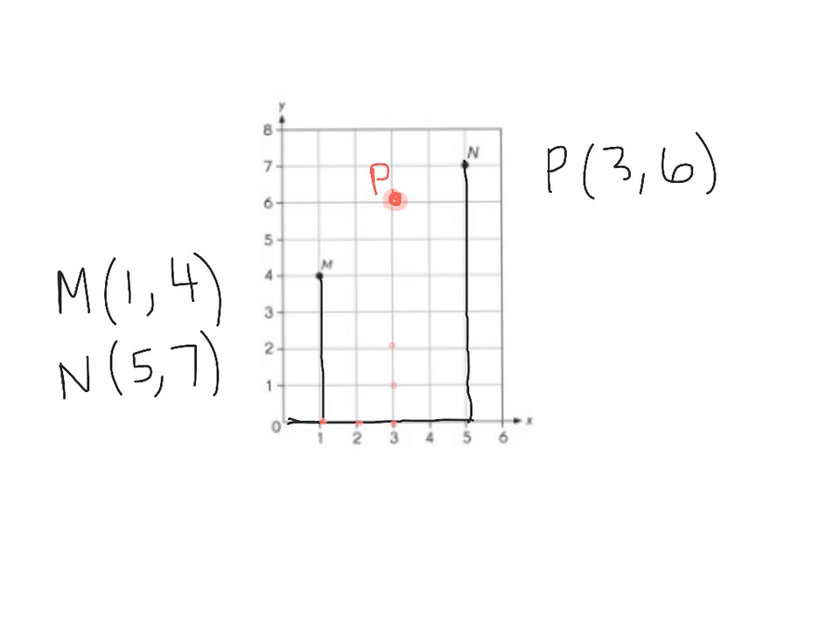Now let's take a look at point Q. Q has an ordered pair of 4, 5. So we're going to move over 4 places to the right, and then we're going to move 5 places up. So we'll plot Q right there.